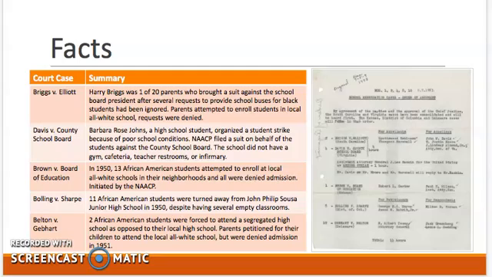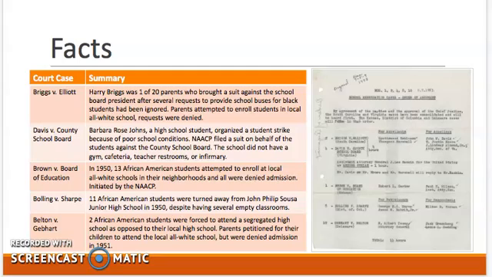So as a part of Briggs versus Elliott, Harriet Briggs was one of 20 parents who brought a suit against the school board president after several requests to provide school buses for Black students had been ignored. Parents then attempted to enroll their students in the local all-white schools. However, their requests were denied.